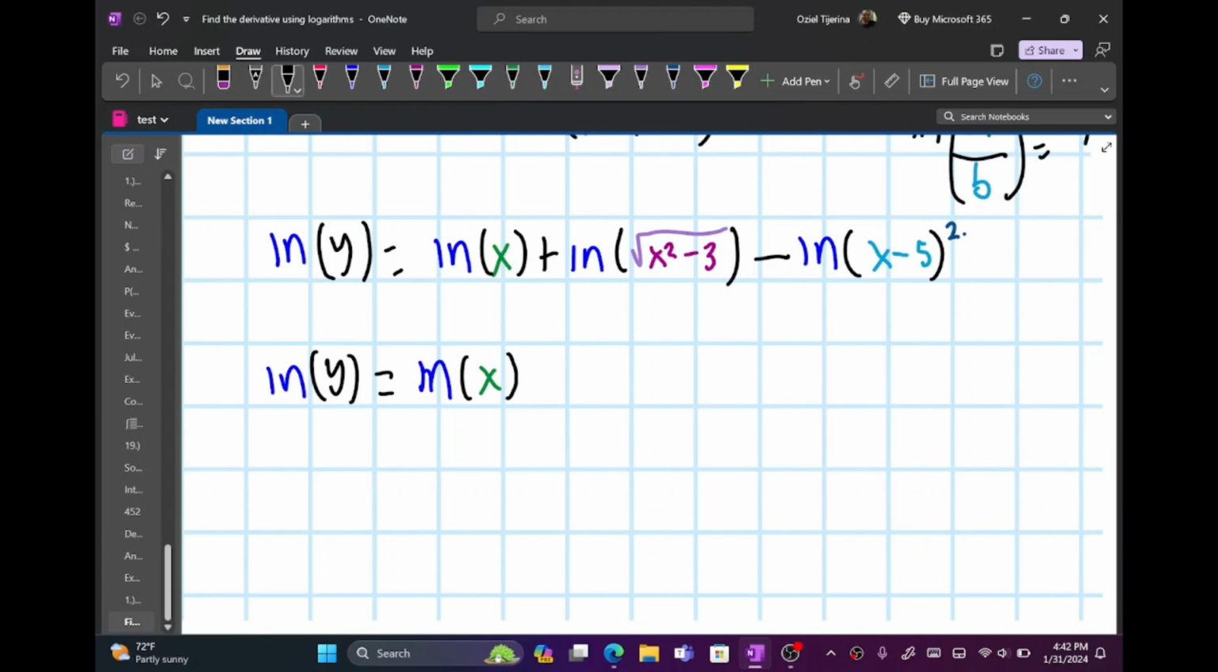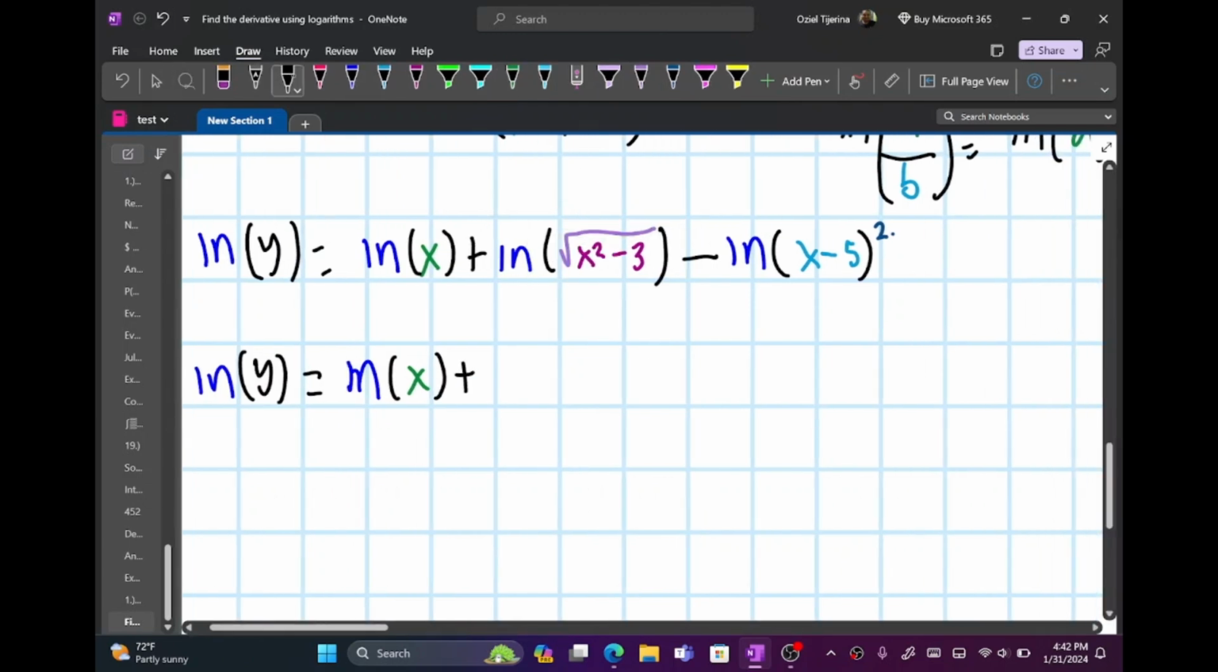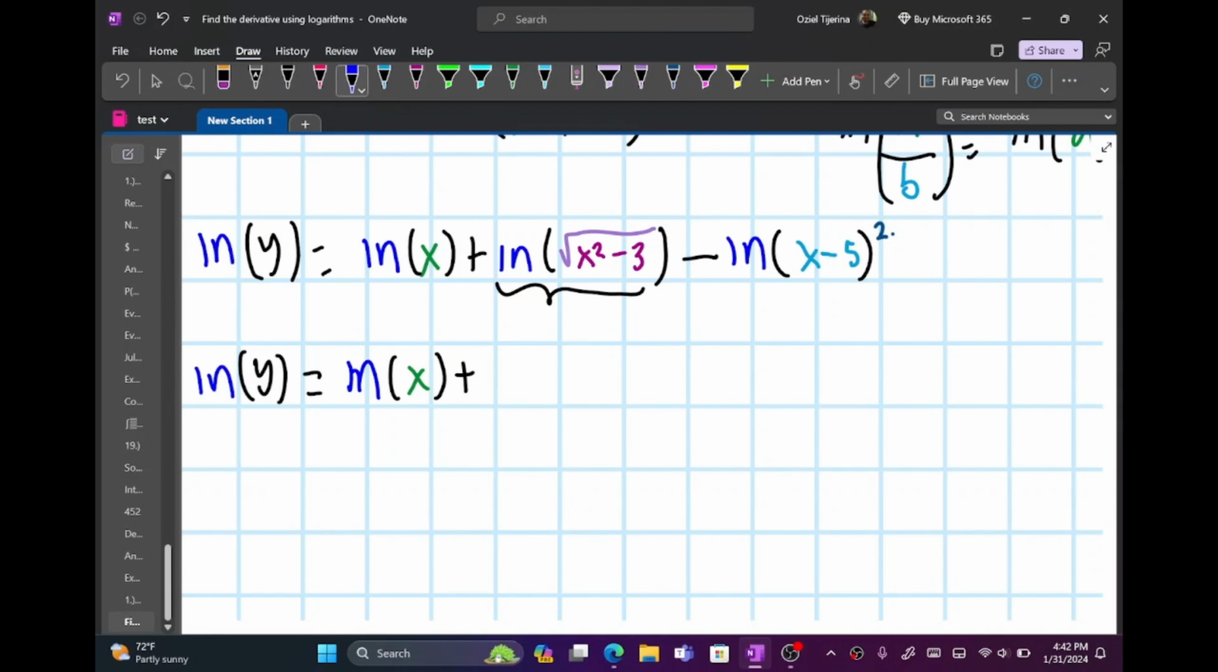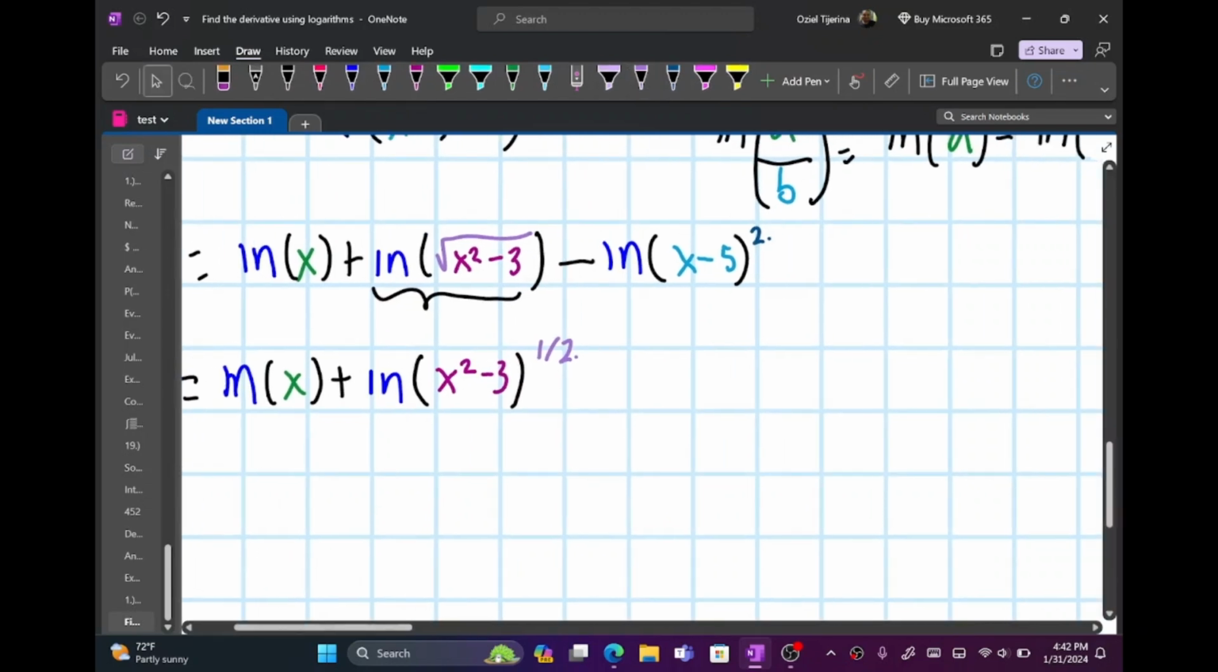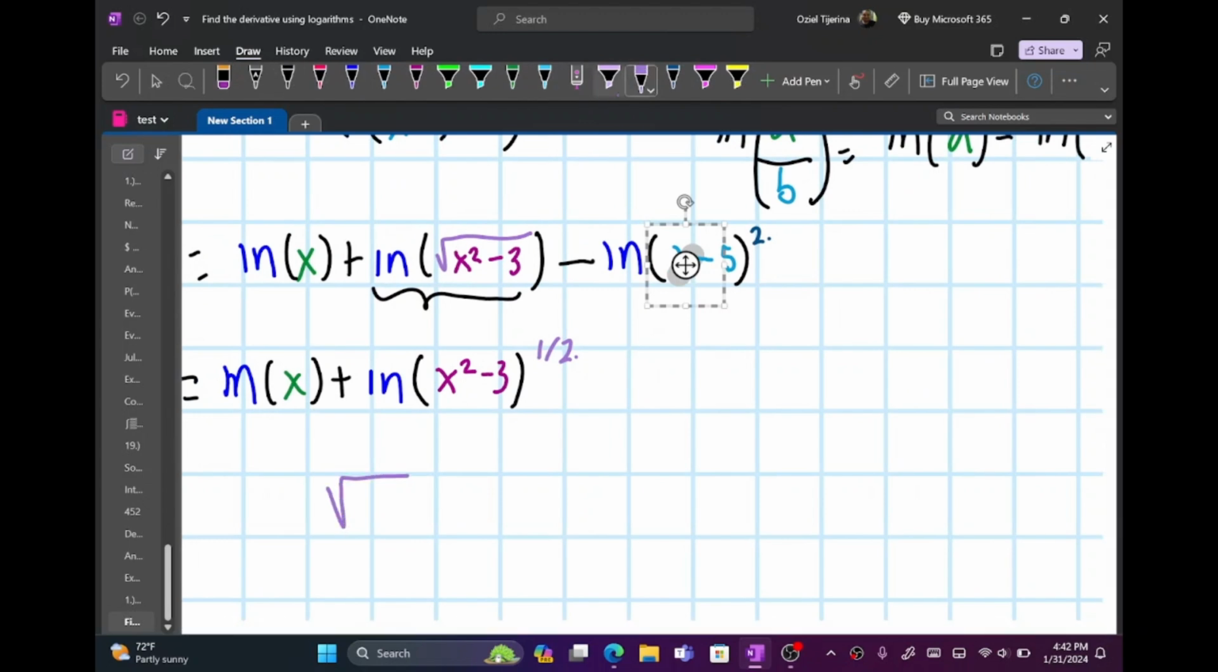And then plus, and here I'm going to change this to natural log of x squared minus 3, and it's going to be raised to the 1/2 power. So really, it's going to look like this. Okay, guys, remember that the square root of a is really a raised to the 1/2. That's why I'm doing it like that.